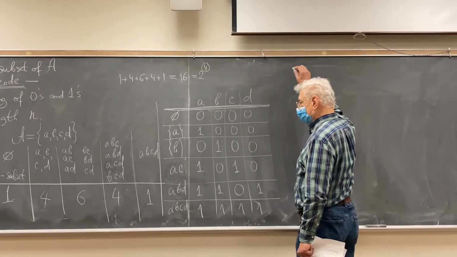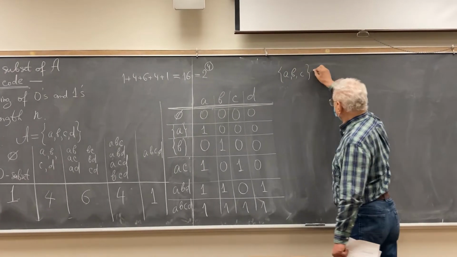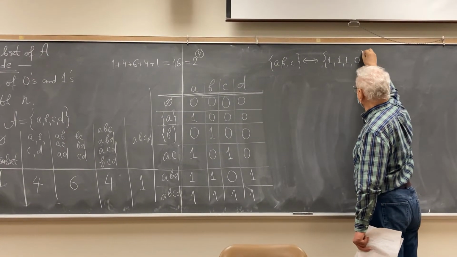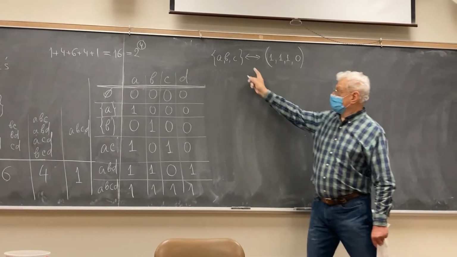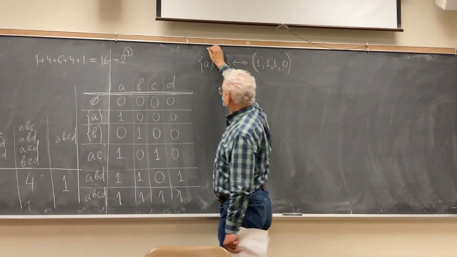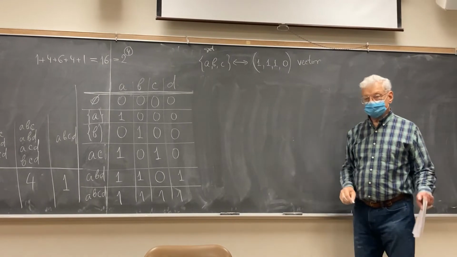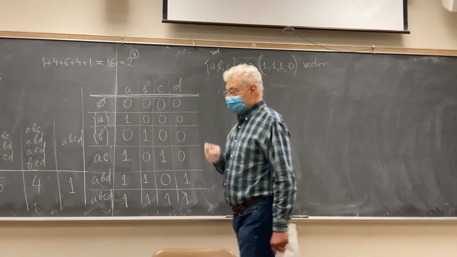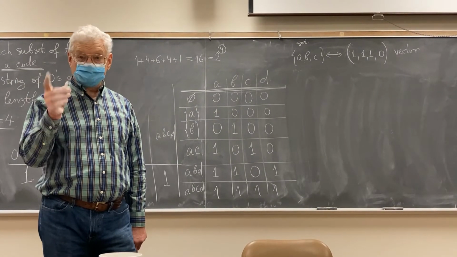So for example, ABC. What is the code of ABC? A belongs, B belongs, C belongs, D does not. Oh, sorry. I have to write this as ordered. ABC is a set. Order is not important, but that one is important. It's called a vector. So this is a set, and that one is called a vector. Order is important. So you see that every single subset corresponds to a string of zeros and ones, right?